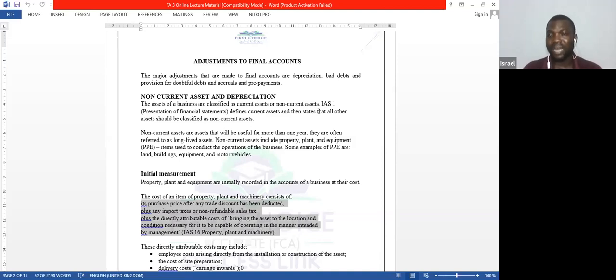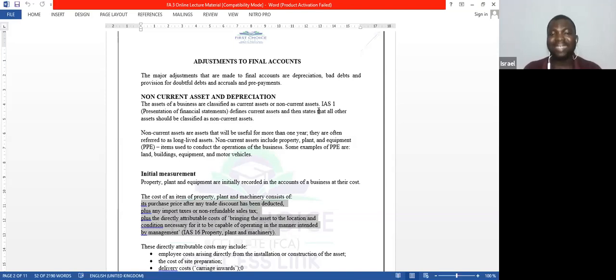It's the purchase price or list price, which is 100,000, minus the trade discount on the documents. You are not paying cash, it will be on the document. Minus the trade discount, which is 10,000. That gives us the cost of the equipment, which will not be 90,000 as paid. Then after that, we plus any import duties and non-refundable sales tax. We add that to it as well.